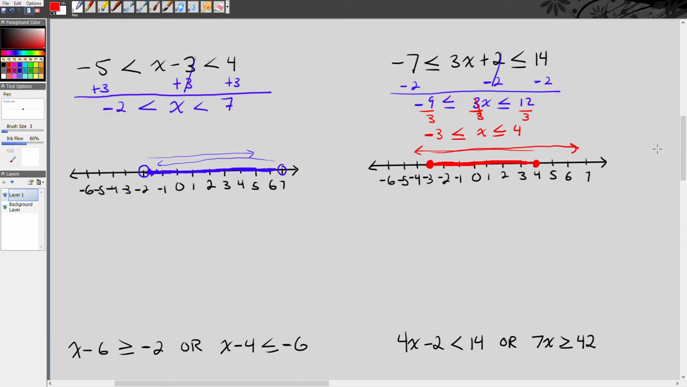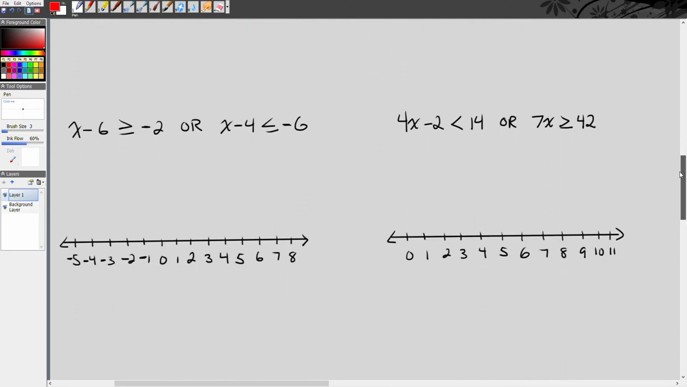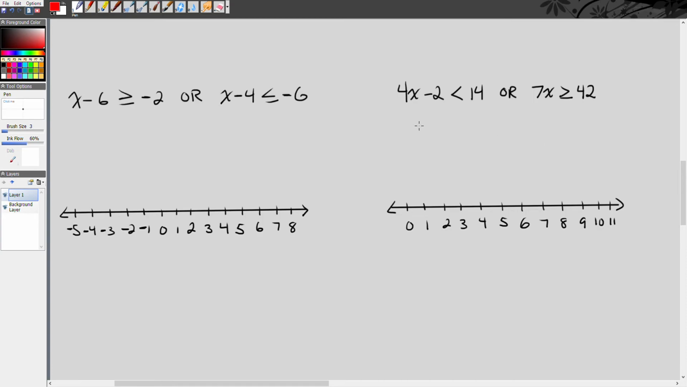All right, so let's take a look at some OR situations. And here they are right here. Notice that they're not combined. It's OR, and you're just kind of solving each one separately. So here I have x minus 6 is greater than or equal to negative 2. What are we going to do? We're going to add 6 to both sides. And we have here x is greater than or equal to 4.